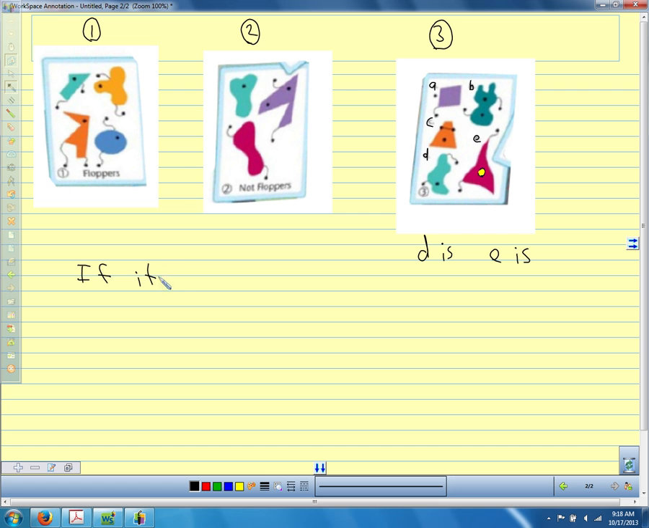If it is a flopper, then it has a dot inside. Let's call the dot, how about if we call the dot the I? Just so I don't have to write a dot inside. It has an I inside and two legs.